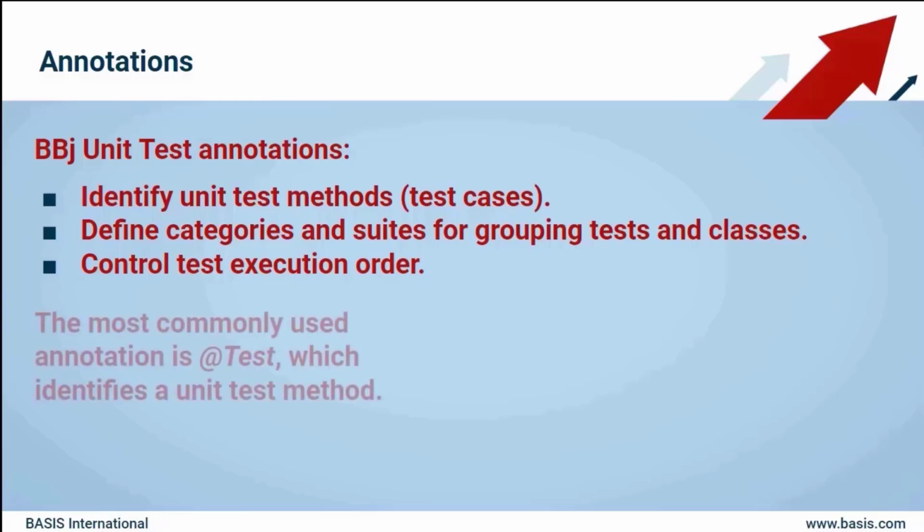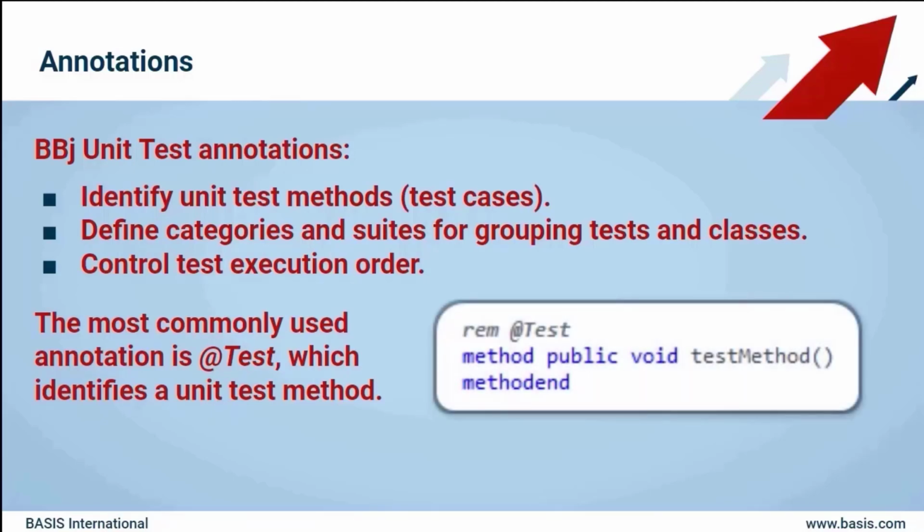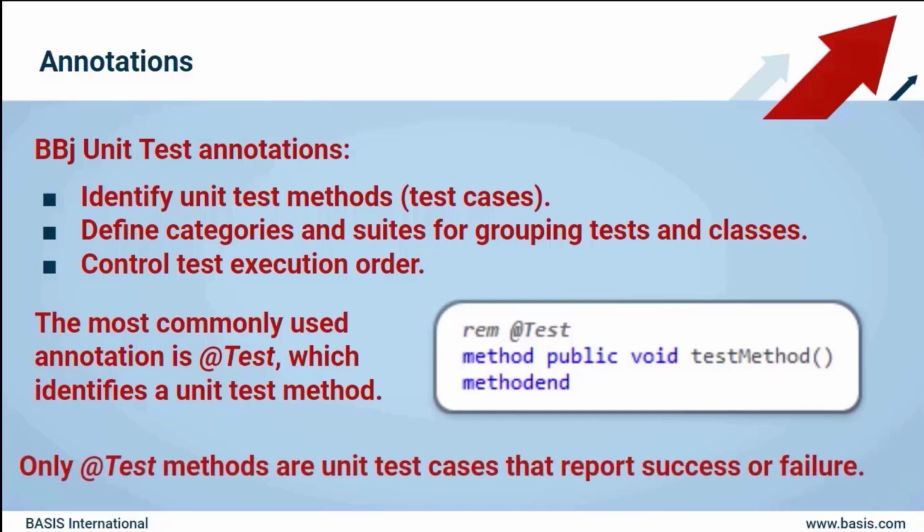The most commonly used annotation is the one we saw in that first picture, the @Test. The @Test annotation immediately precedes the prototype for any method that follows a certain set of guidelines for its prototype. In this case, you see as an example there the test method. Only methods that are preceded by the @Test annotation are unit test cases, and only those unit test cases can report success or failure.